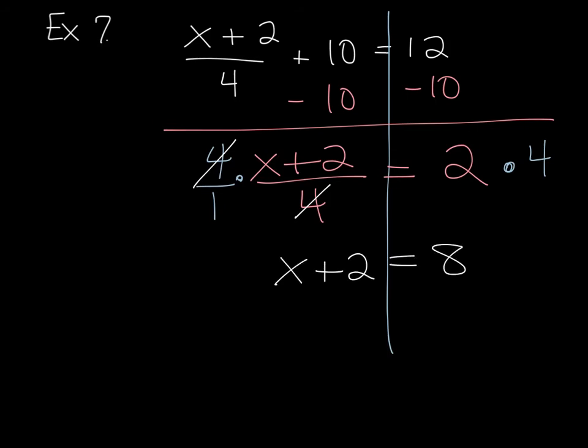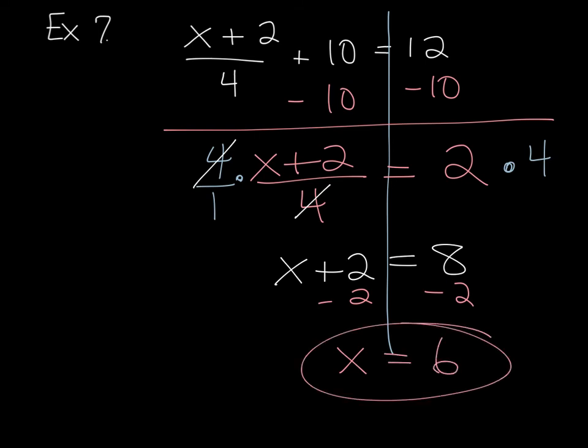Well, now again, I've brought it back to that simplest starter problem. I'm going to subtract 2 from both sides, and I'm left with x equals 6 for my final answer.